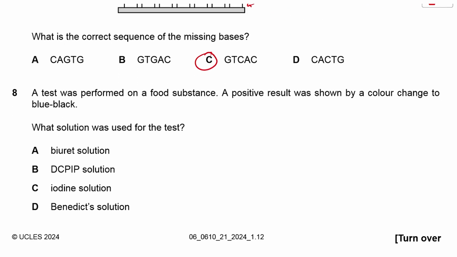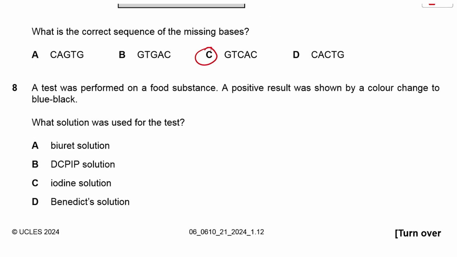Number 8 says a test was performed on a food substance. A positive result was shown by a color change to blue-black. What solution was used?